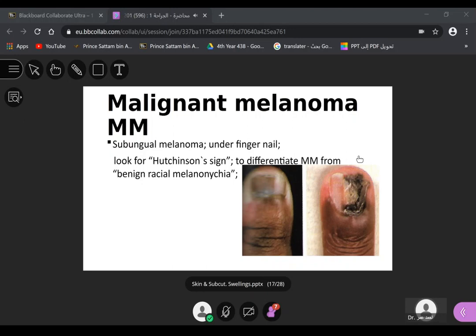That clear? A nail fold, yes. If you suspect subungual malignant melanoma, look at the nail fold. If the nail fold is invaded like this and swollen, this is a positive Hutchinson sign, and this will increase the likelihood of malignant melanoma. If the nail fold is normal, then this is unlikely to be malignant melanoma. This is clinically useful because if the patient has a black color in his nail, it could be melanoma, but it might also be something else. Okay?